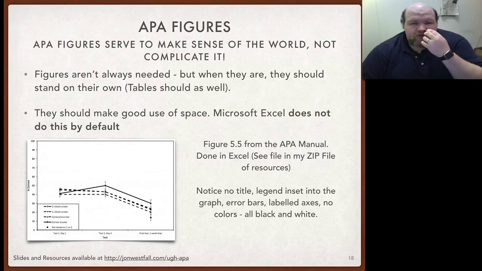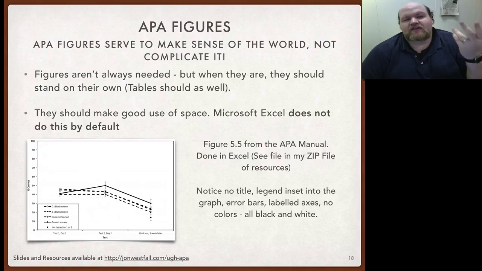Figures. So APA figures are technically anything that is not a table. They should stand on their own, just like tables kind of can. I mean, I should be able to show someone a figure and they should be able to tell what I'm talking about with it. The figure I have there is, ironically, figure 5.5 from the APA manual, done in Excel. So the last one was table 5.5. This is figure 5.5. And you'll notice that it makes good use of its space. Excel does not make good use of space by itself. Excel will put that legend on the right-hand side and take up a whole bunch of space on the right-hand side just for that legend.